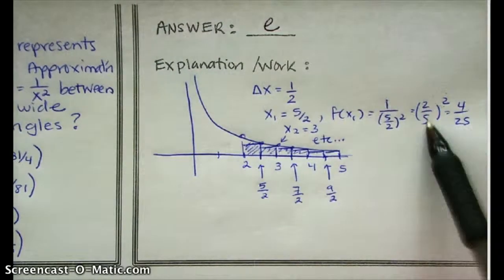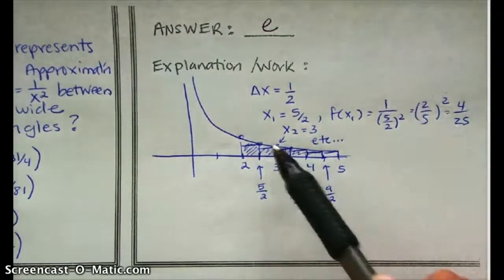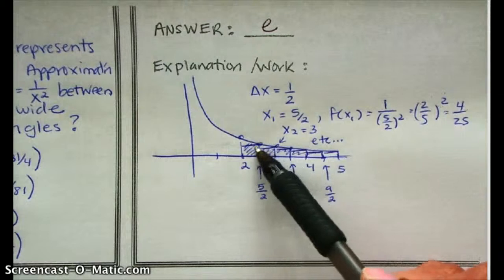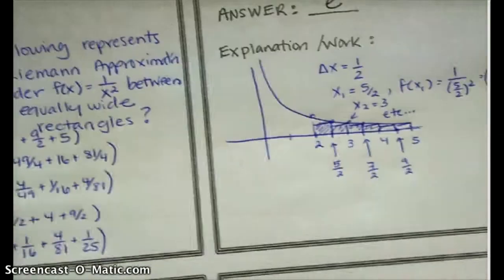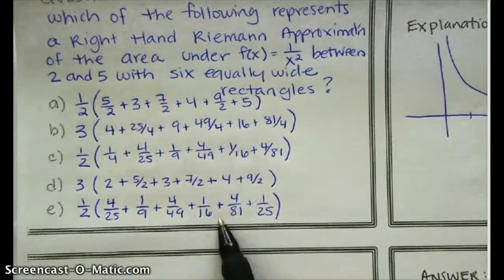When you square the reciprocal, you get 4 over 25, and that's the y value for the first rectangle. You could repeat the same process. Each time you're basically taking the reciprocal and squaring it, which is why you get E as your correct answer.